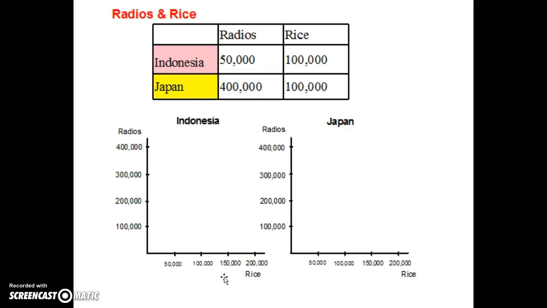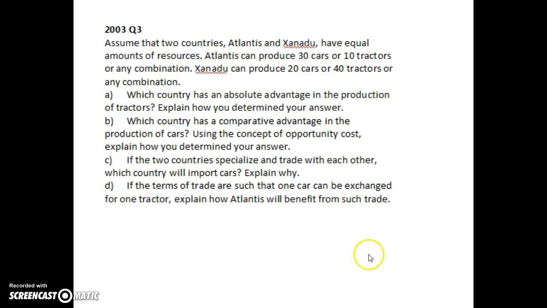And I'm going to tell you that they can trade at a rate of, let's say, 2 radios for 1 unit of rice. Just use that as the terms of trade, 2 radios for 1 unit of rice. And you're going to draw another line that represents the consumption possibilities curve. All right, we're almost done with this section. One more thing, and that is this.